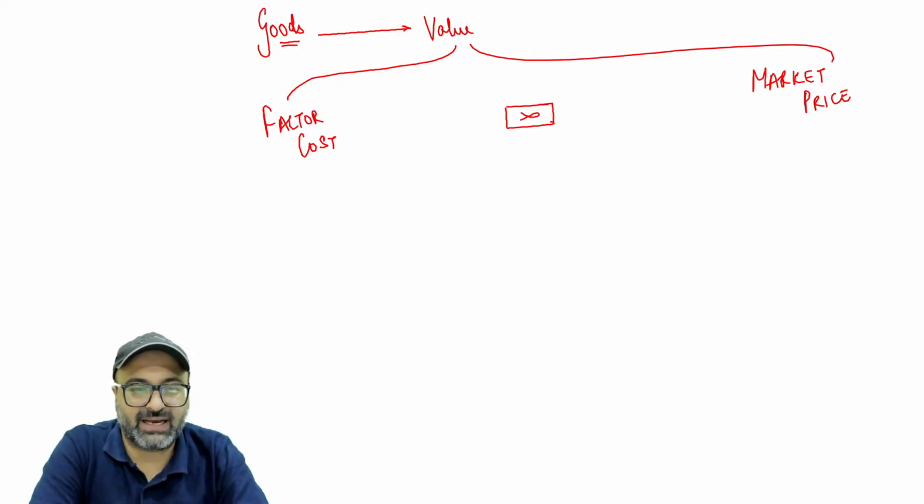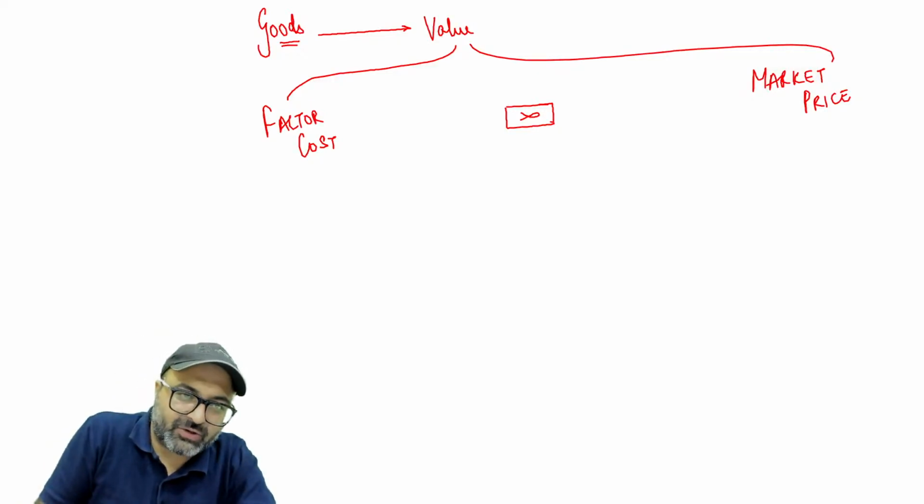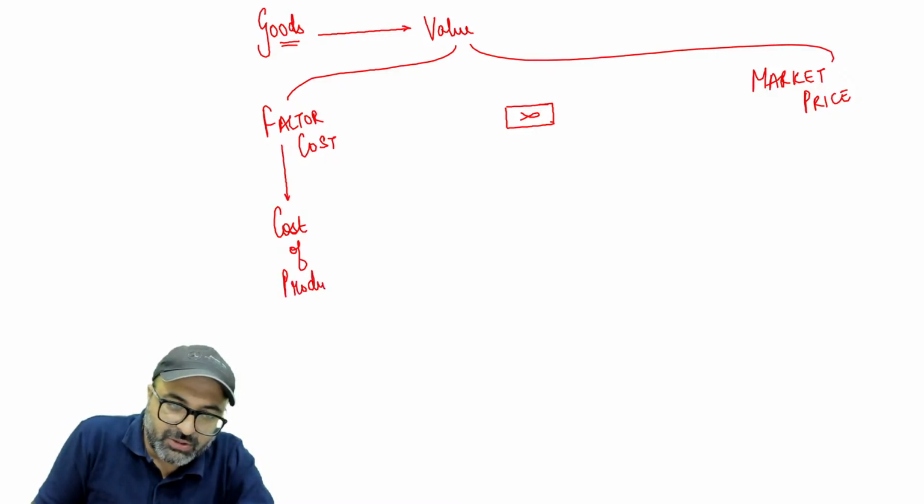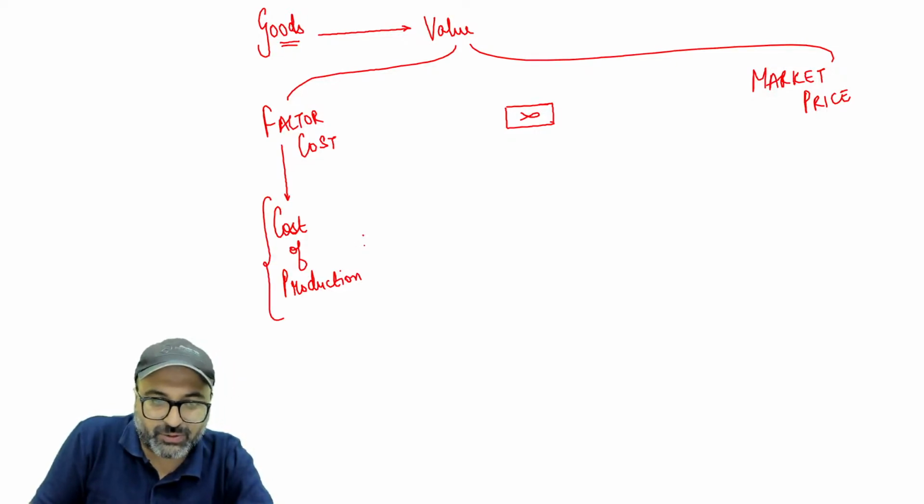So the next term we have is basically market price. Factor cost is the cost. It is the cost of production. But the moment I say cost of production, you ignore the fact that cost of production includes what all? So cost of production includes the heads of all.